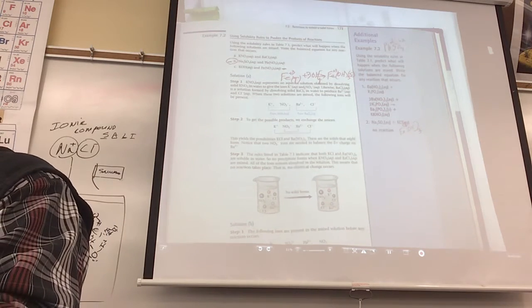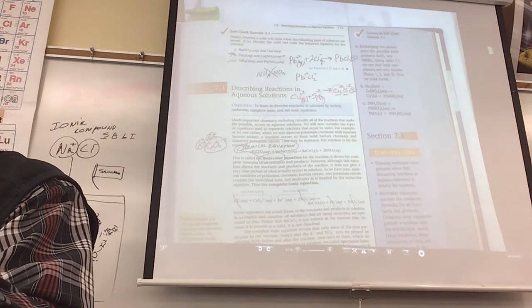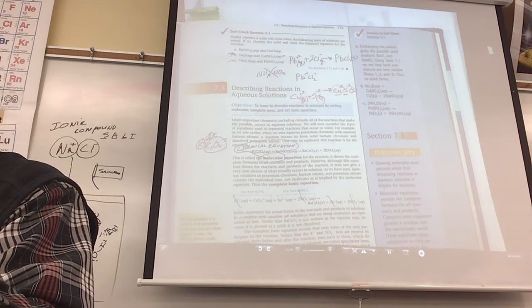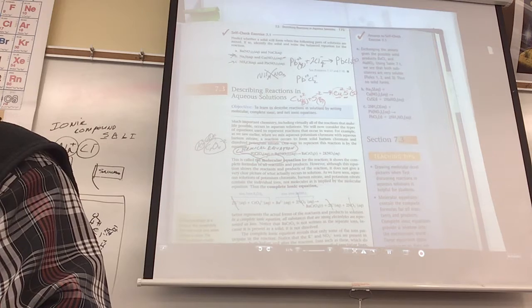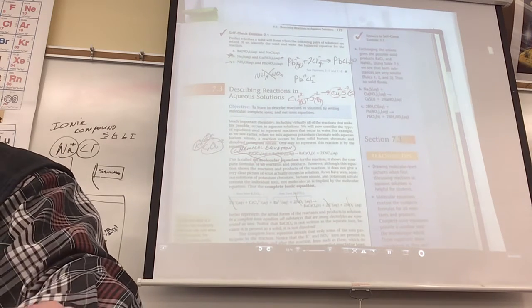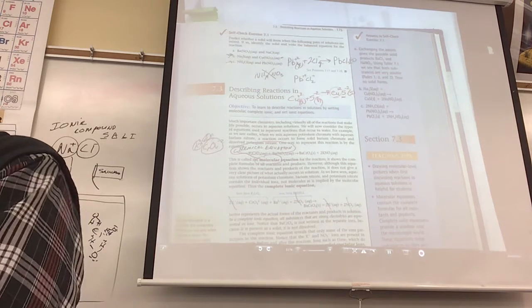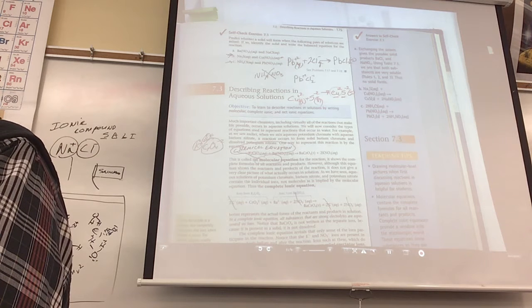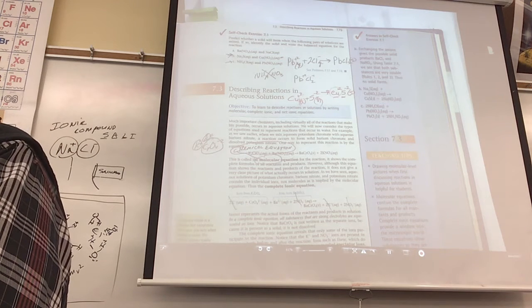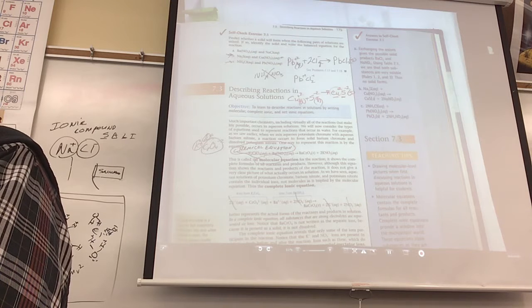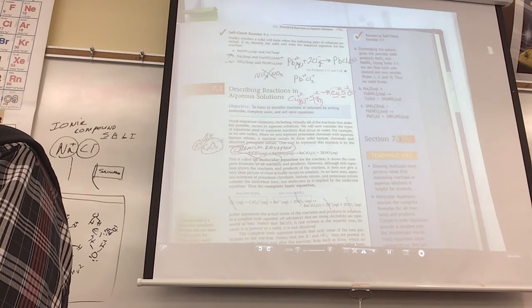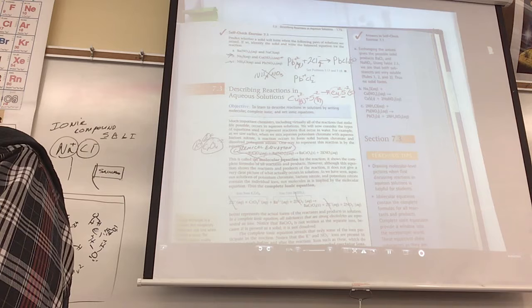Okay, so what I'm going to do now is go to page 175 and take a look at A there on self-check. How fast can we do this? Do you think this reaction is going to form a precipitate? And it's double replacement, so what are the products going to be?